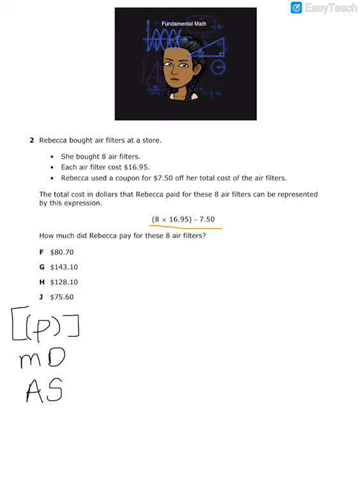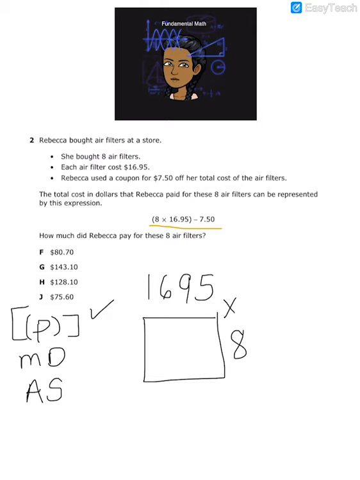So we have P for parentheses or grouping symbol. So that's going to come first. We're going to solve that part first. So we're going to take that $16.95, okay, times 8. Now notice I'm going to ignore that decimal right now, but at the very end, I will show you how and where to place it.